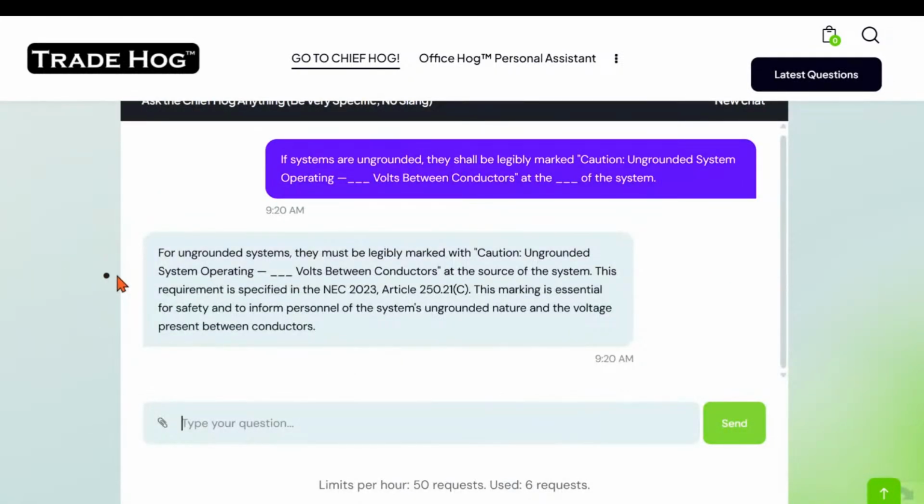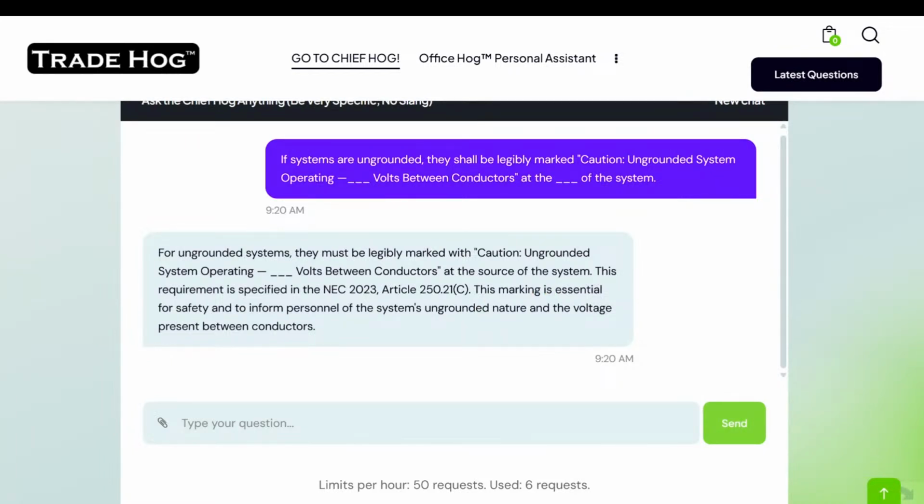Okay. It says, for ungrounded systems, they must legibly be marked with caution, operating at blank volts between conductors at the source, yada, yada. Okay. Let's see. At the blank of the system, at the source of the system. Okay, so we got that right. So that tells us it's source. Okay, and then let's see, where else is the... Okay, so it says source.